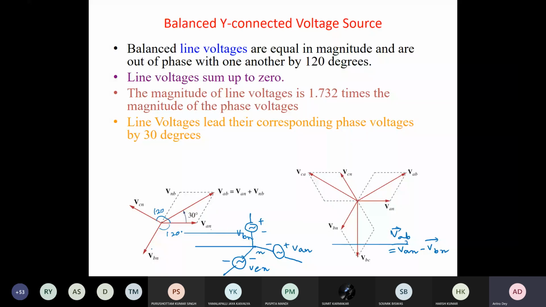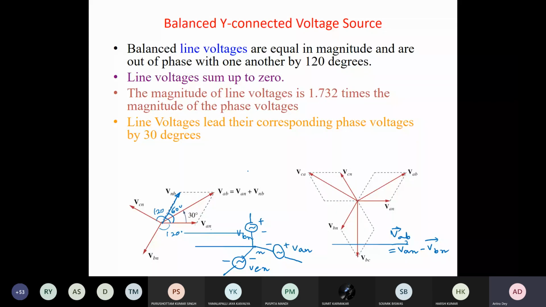Minus of VBN is equal to VNB, so it is on this side, and this angle is equal to 60 degrees. Then you can find VAB as VAN plus VNB. VAN is equal to VNB magnitude wise, but in between they have a phase angle of 60 degrees. So this is 30, and this is also 30. That is well understood, because this is a parallelogram, a rhombus, which means this angle will be 120 degrees.